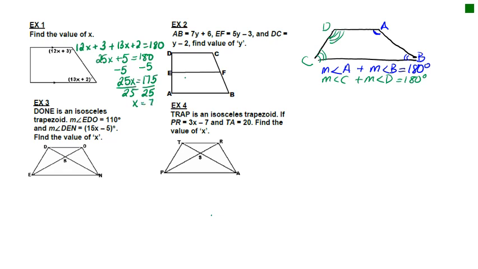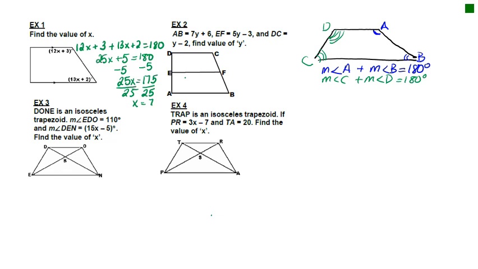Okay, so what's important with example 1 is it is showing you that when I add a top base angle to its opposite, I hate to say the word opposite. They share a leg, one's on top, one's on bottom, they're on the bases. When you add this together, it equals 180.